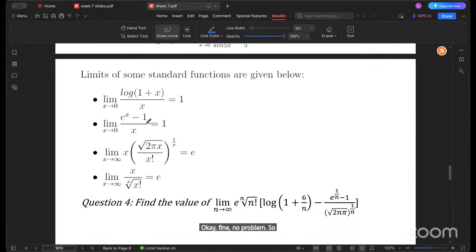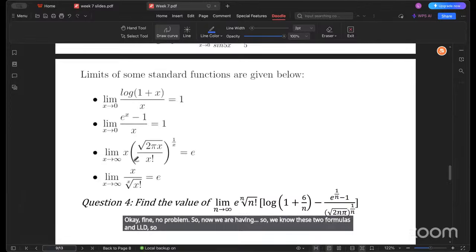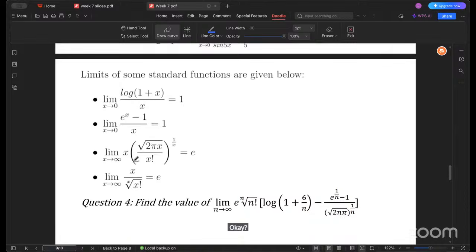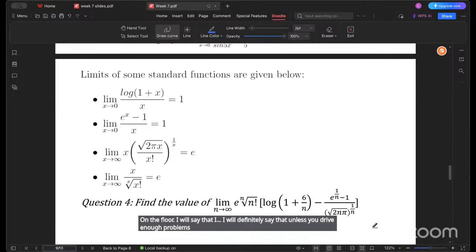So now we know these 2 formulas already, and we have 2 more formulas to remember. Now we have to use these 2 formulas as well to solve this. This is a problem which you cannot solve on the fly. I will definitely say that unless you try enough problems in limits, this is not a problem you can do in the first shot.